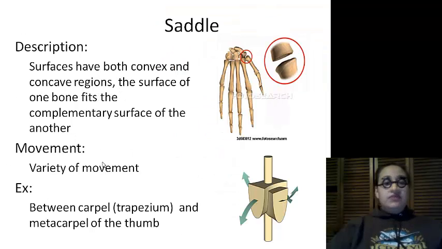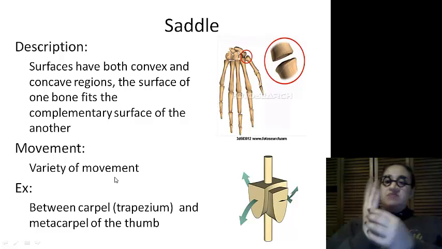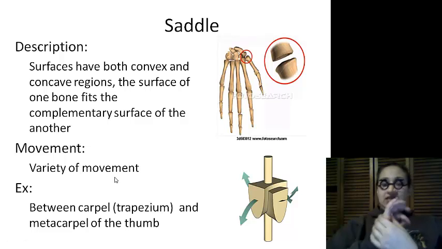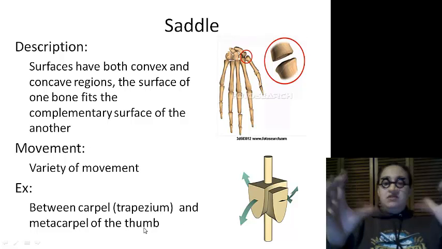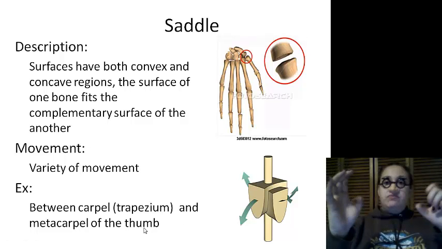A saddle is a surface that has both convex and concave regions. The surface fits into one, the complementary surface into the other, and it allows for a variety of movements. So this is going to be your joint here in your hand or the joints in your toes. So between the carpals and the metacarpals of the thumb, allowing for a whole bunch of different movements.